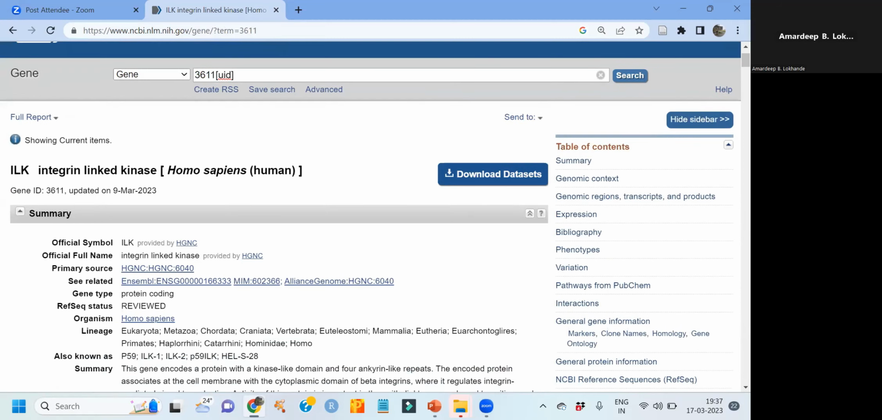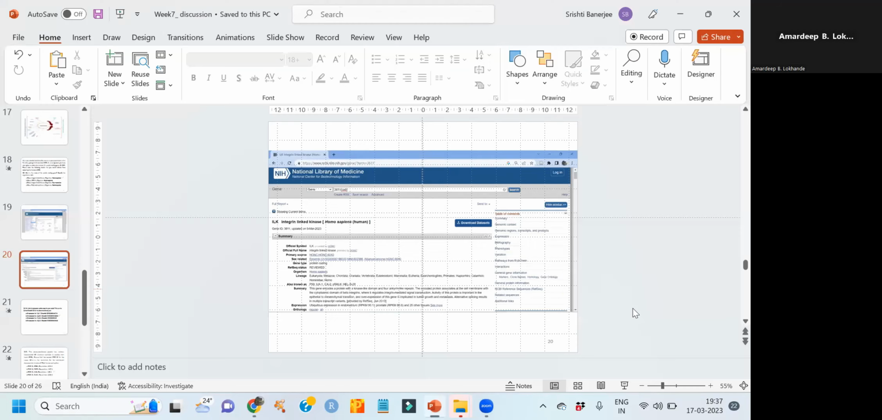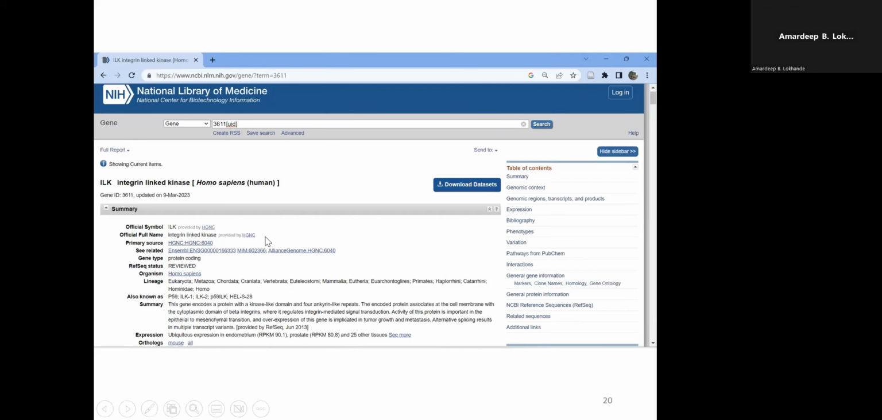So now let's get back to our slides. Amardeep, is it clear, the basics of how to explore NCBI? Let me know if you want me to repeat the entire process once again.